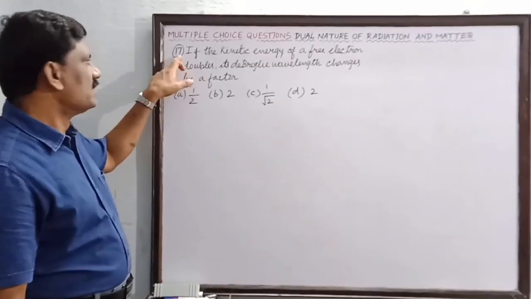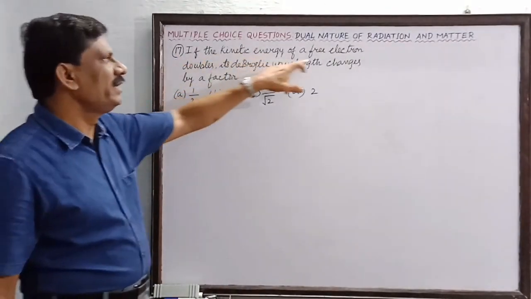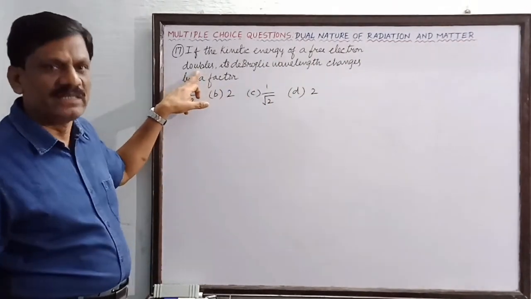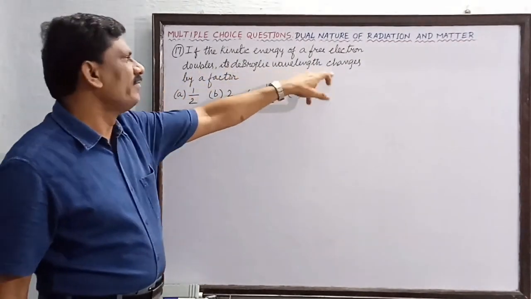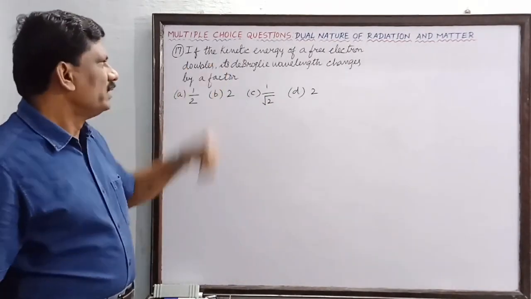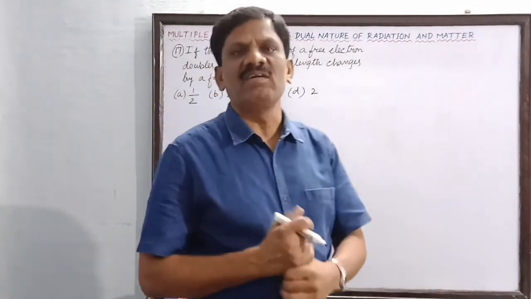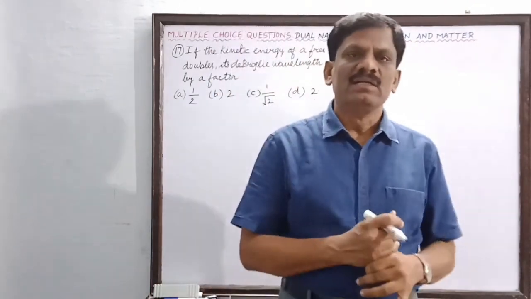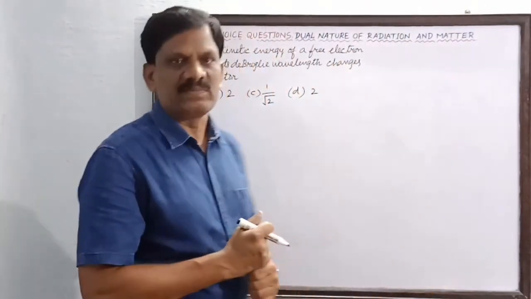Okay students, 17th sum is, if the kinetic energy of a free electron doubles, then its de Broglie wavelength changes by a factor. How much you have to find out? Now de Broglie wavelength in terms of momentum also we can write. Now in terms of kinetic energy we have to express.